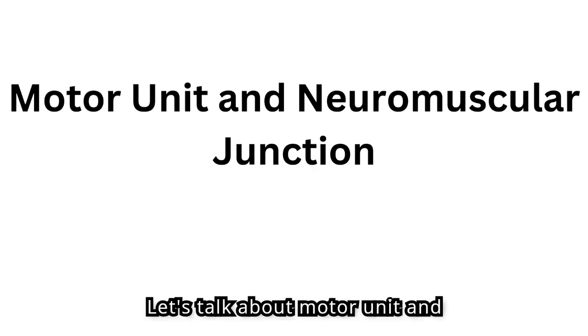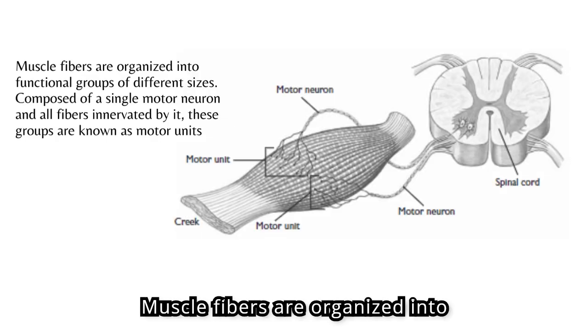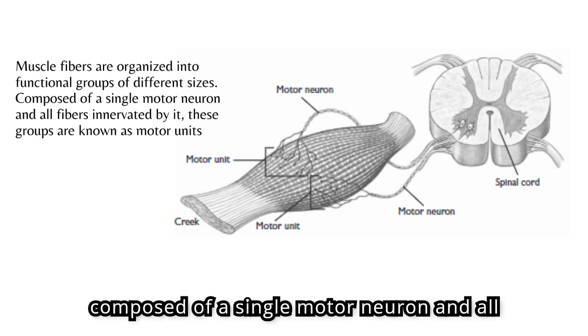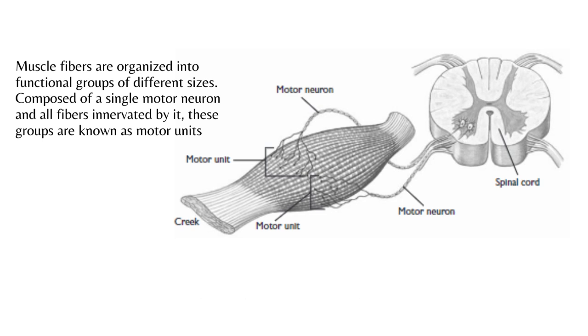Let's talk about motor unit and neuromuscular junction. Muscle fibers are organized into functional groups of different sizes composed of a single motor neuron and all fibers innervated by it. These groups are known as motor units.